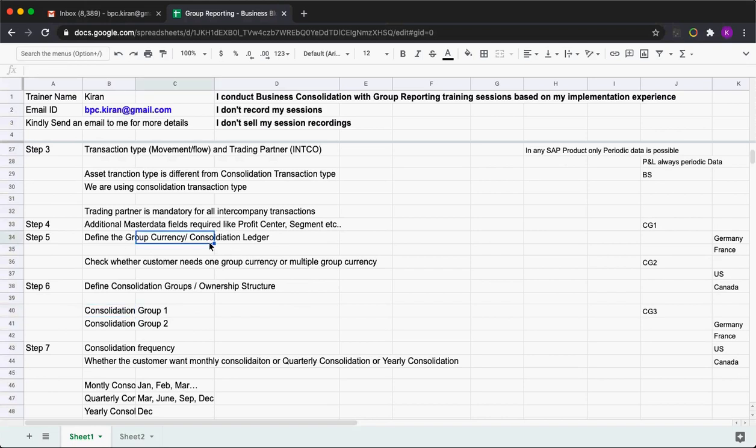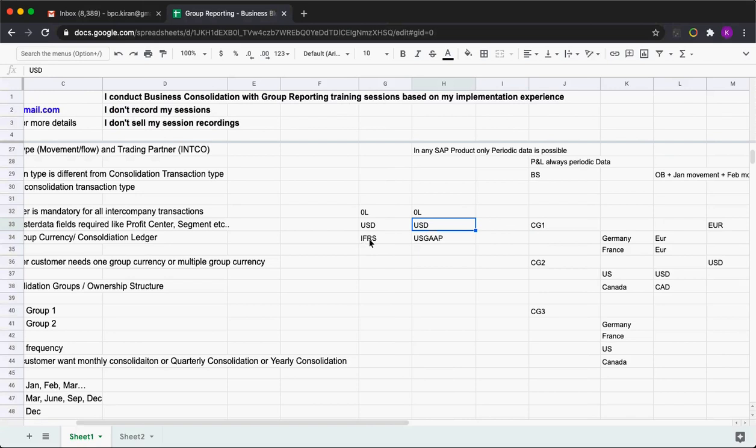And another ledger. For example, you have 2 versions: IFRS version and US GAAP version. Both versions want group currency USD, and their FI ledger is the leading ledger. So if this is the FI ledger, this is the group currency, and these are the 2 versions, then they need only one consolidation ledger.